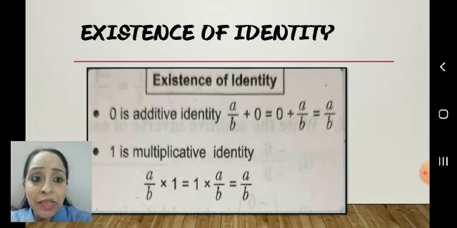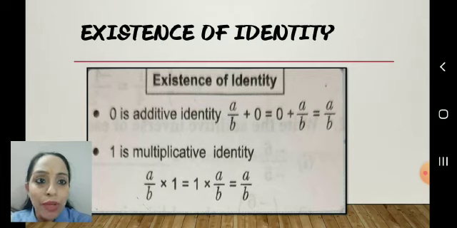And 1 is the multiplicative identity. When I am multiplying any number with 1, what comes? The number itself. So here you can see a upon b. When I am multiplying by 1, what comes? a upon b. So that is called existence of identity.